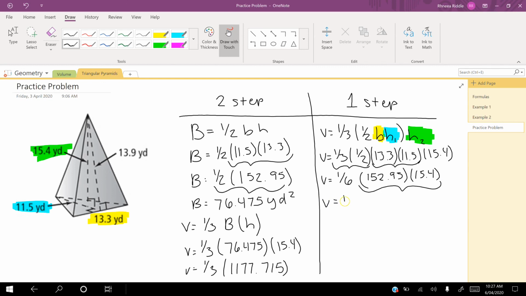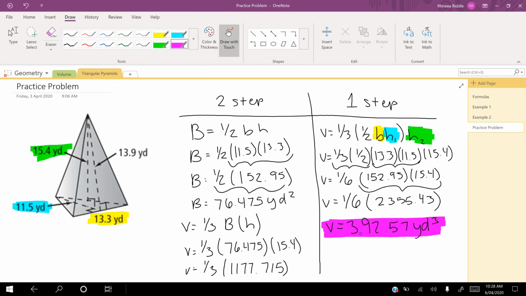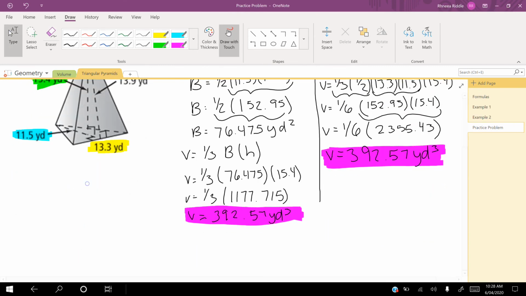So we get volume equals 1/6 times that 152.95 times 15.4, which gives us that really large number of 2,355.43. And we got to multiply that by the 1/6. And when we do that, we get our answer. Volume equals 392.57 rounded yards cubed. And as we can see, both ways, regardless of the method you used, gives us the same answer.